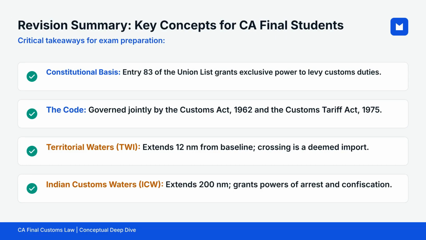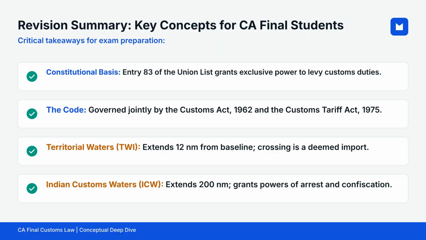Entry 83 of the Union List gives Parliament exclusive power to levy customs duties. The Customs Act, 1962, and Customs Tariff Act, 1975 together form the complete customs code. Territorial waters of India extend up to 12 nautical miles, and crossing this limit results in deemed import. Indian customs waters extend up to 200 nautical miles and provide enforcement powers such as arrest, confiscation, and vessel interception.